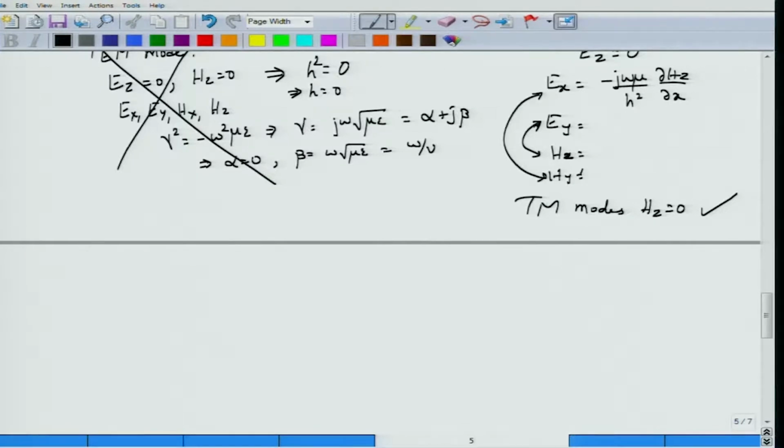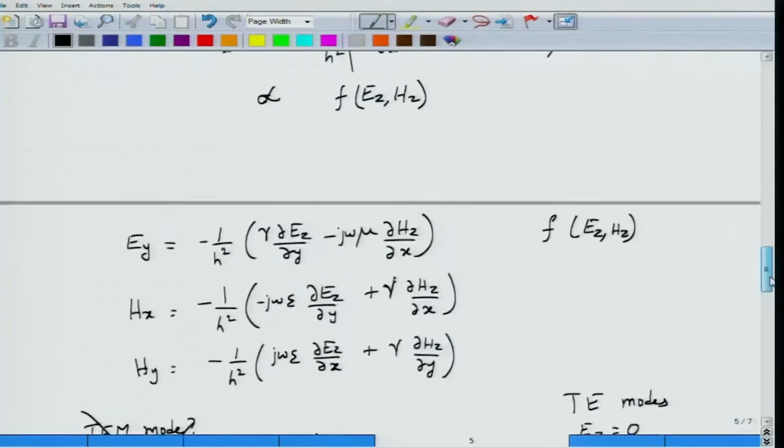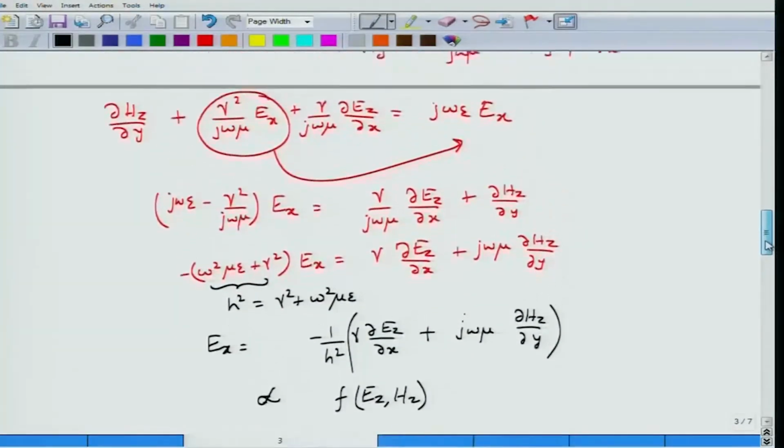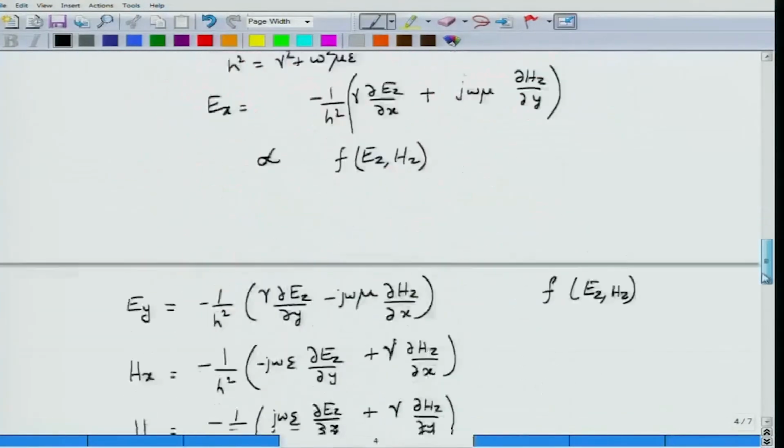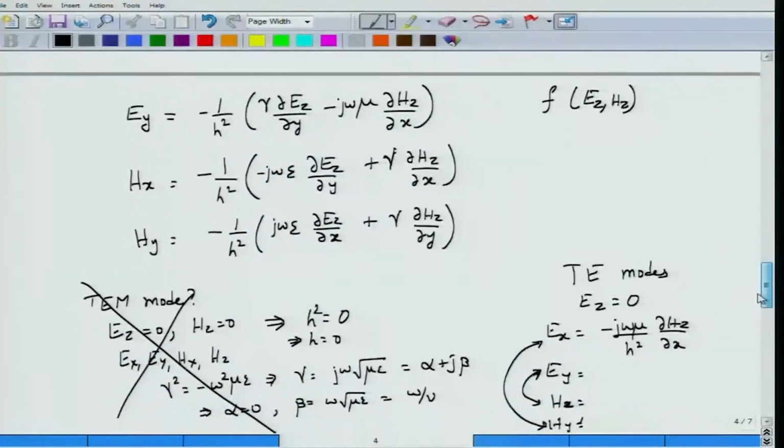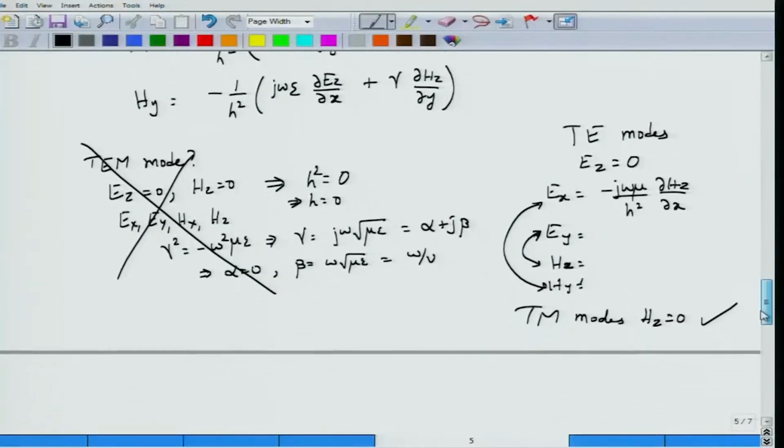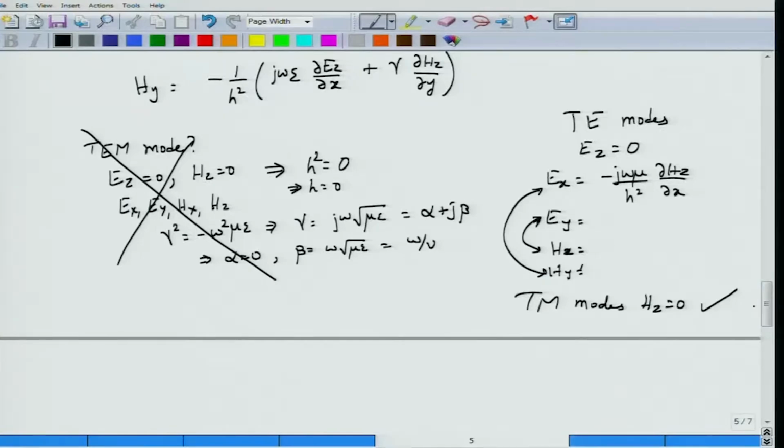Now we need to solve the equations, because all we have done so far is to establish that we can write down Ex, Ey, Hx and Hy in terms of Ez and Hz, and then we can characterize the modes, that is, the possible set of solutions of Maxwell's equations in this waveguide problem, to have two types of modes, TE modes and TM modes.